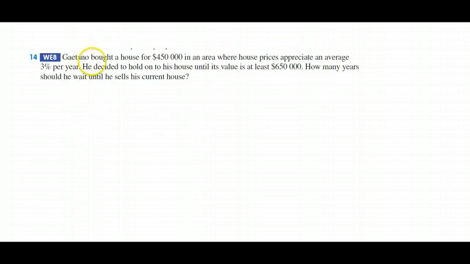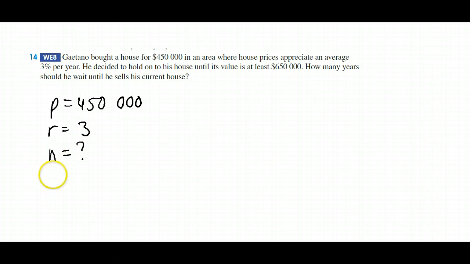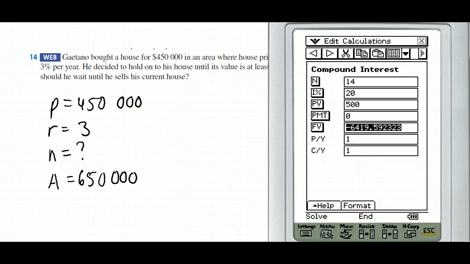Alright, question 14. Gaetano bought a house for $450,000. I think we know what P is. In an area where house prices appreciate an average of 3% per year. He decided to hold on to his house until its value is at least $650,000. How many years should he wait until he sells his current house? Okay, so this one's a bit different. This one we don't know what N is, but we do know what the final amount is going to be. The end result will be $650,000. So let's put that into the calculator and see what we find out.